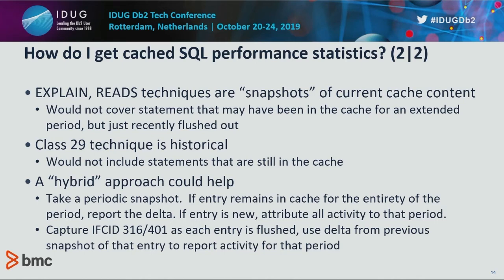On the other hand, with the class 29 technique, you do get what was flushed from the cache, but if a statement stays in the cache for a long period, maybe indefinitely, just because it's being executed so often, then you never get that information in the data that you're pulling with class 29. So it would help if you could combine those techniques.